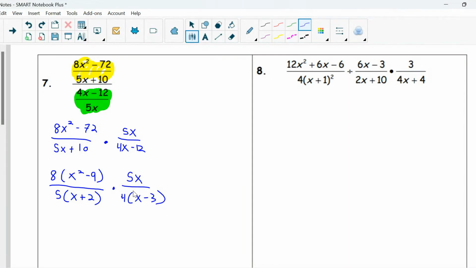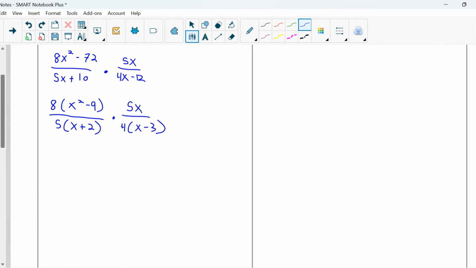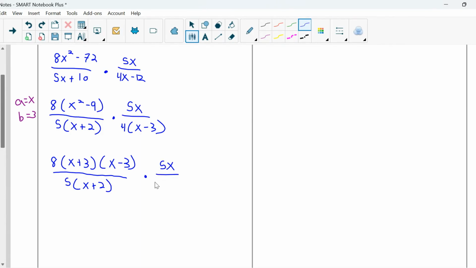And then before I'm going to do reduction, I would like to simplify my x squared minus 9 since that is a difference of squares and it's fairly obvious. So I'm going to make that 8 times difference of squares. My a value is x. My b value is 3. So I've got x plus 3 times x minus 3 all over 5 times x plus 2 times 5x over 4 times x minus 3.